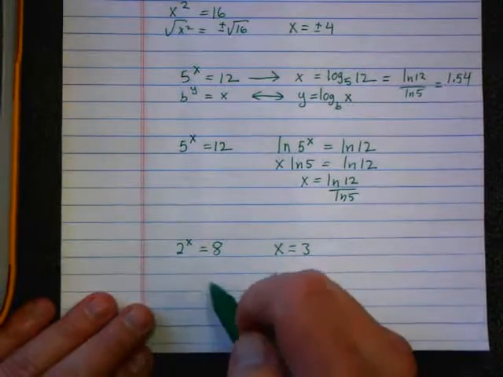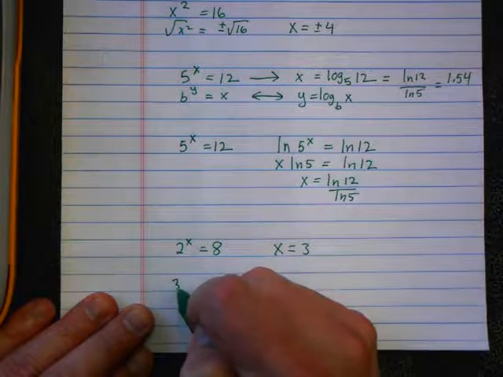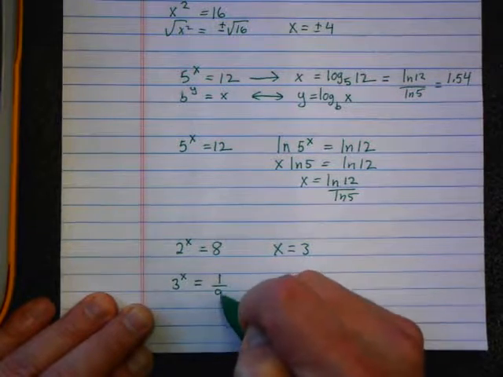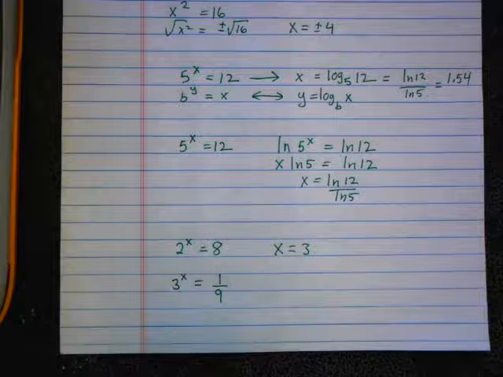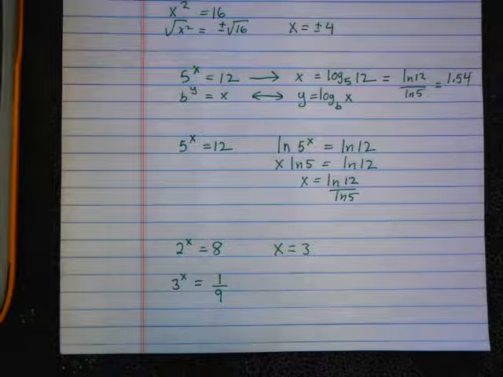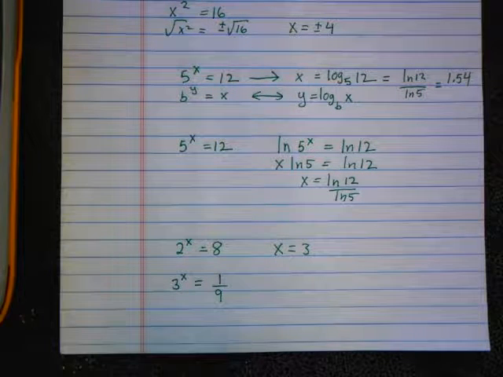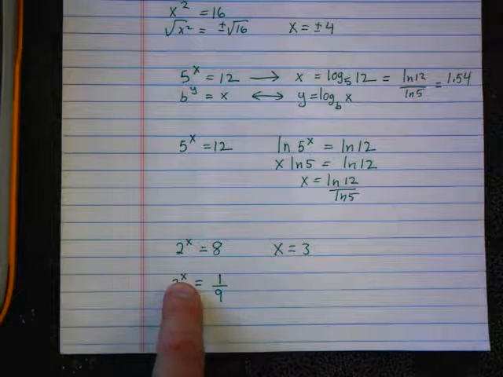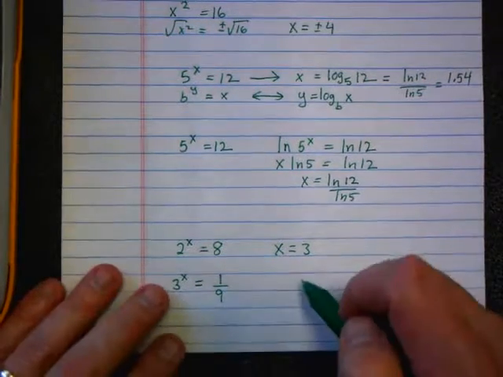How about if I gave you 3 to the x is 1/9? Why -2? Because a negative exponent will flip the number and drop it to the bottom. All right, so x equals -2.